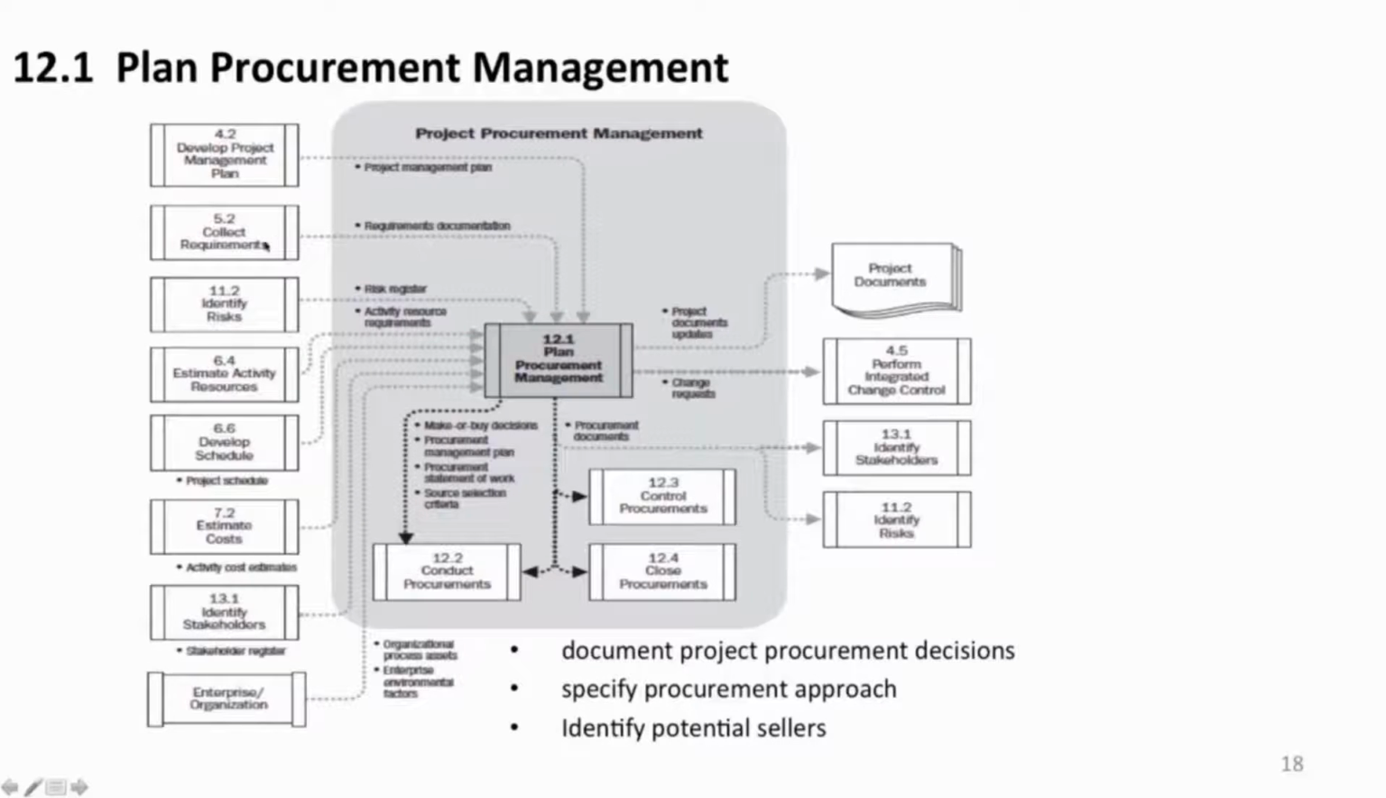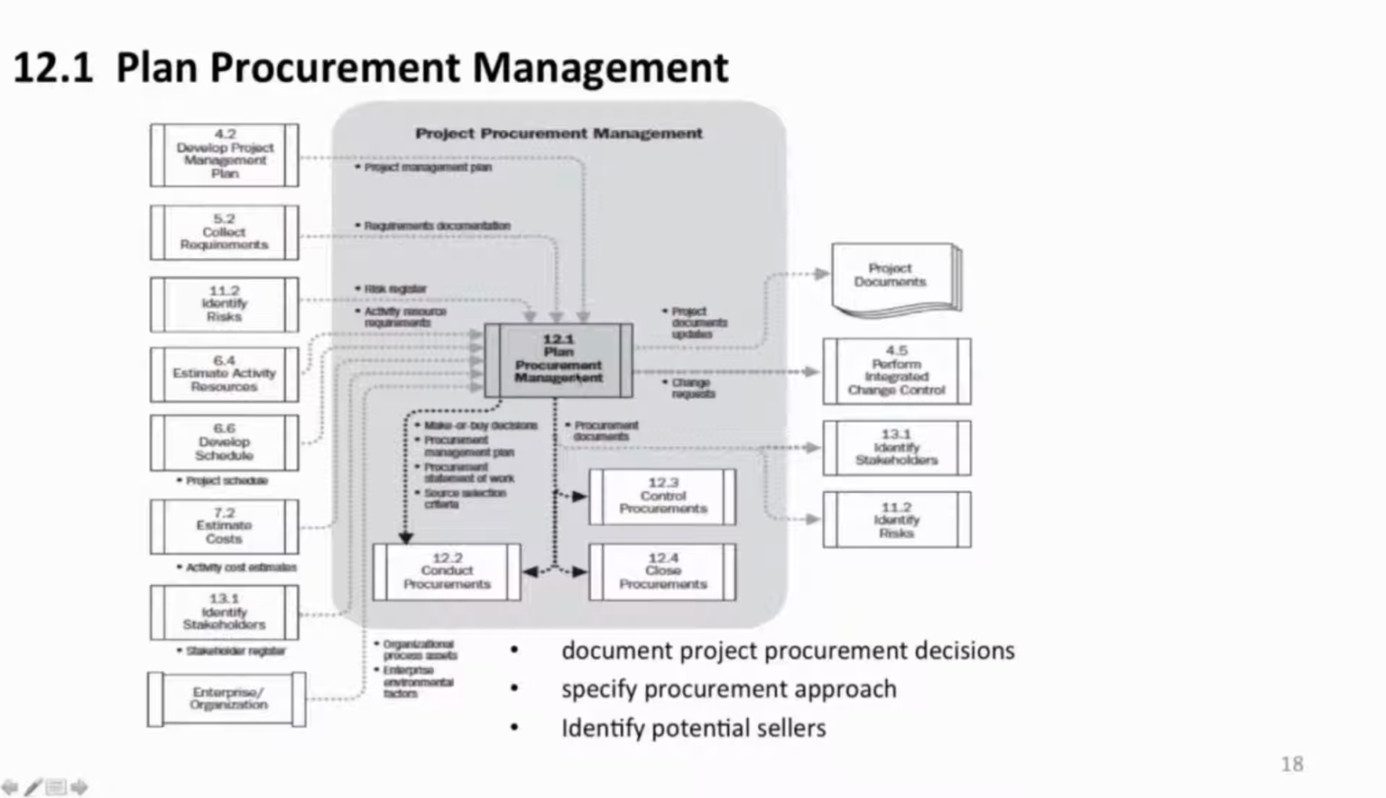Let's see. Requirements, we talked about requirements coming in. So the main outputs are your procurement documents, which would include your statement of work, and that's over here. Statement of work, procurement statement of work. Make-buy decisions, you're going to buy it, really, or you're going to make it in-house. That comes in as to why you're doing things, and it eventually goes down into actually conducting procurements.